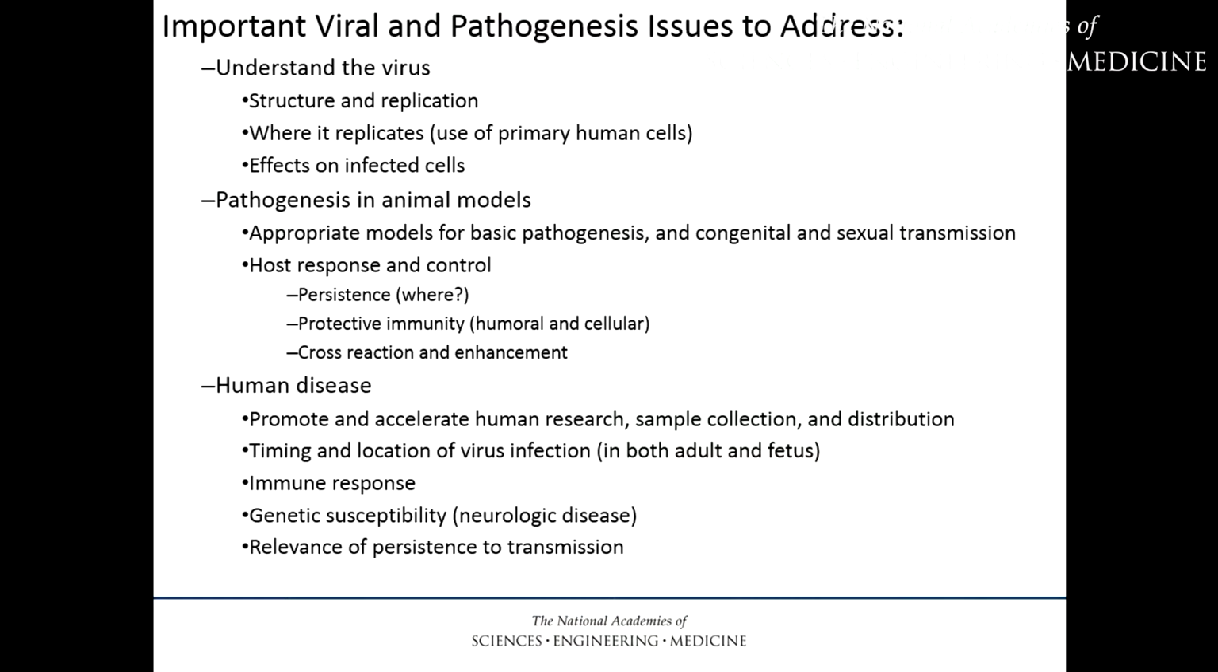The next level, once you understand better the virus itself, is the pathogenesis of the virus and how it interacts with its host. And for this, we're going to need both animal models. That's our second point. But we're also going to need to study human disease in much more depth than has been done yet. So for animal models, the order of the day right now is to try to develop or identify appropriate animal models.